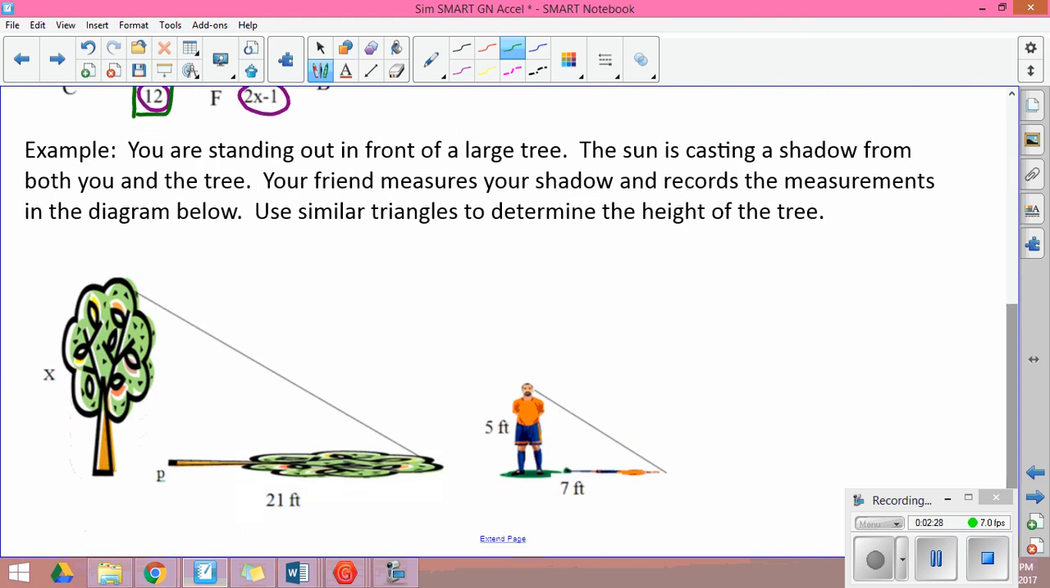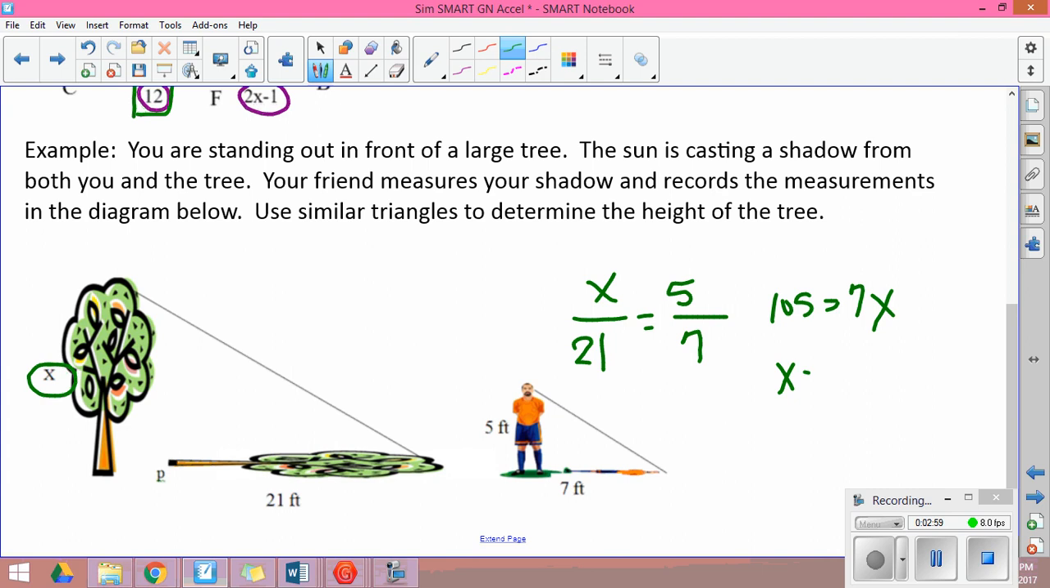Additionally, we can do this with real life problems. If I have shadows and the heights of two items, I can go ahead and calculate the height of the taller item. And so the item's height to its shadow would be at the same proportion as the person's height to his or her shadow. And when I cross multiply, 105 equal to 7x, I end up with x is 15 feet, which makes sense because this should be the bigger of the two dimensions.